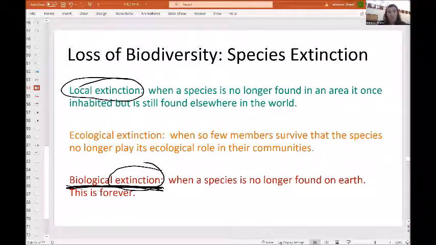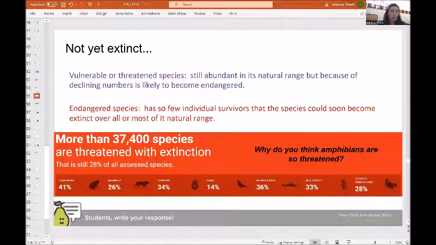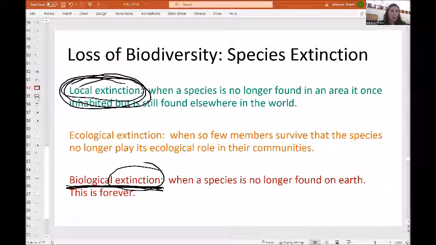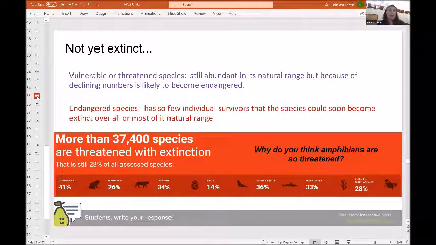So if you're going to talk about, well, the population is going to disappear, it's going to go extinct, really what you're talking about is local extinction. So just make sure you're being clear about that. Now, before extinction occurs, you can have a decline in the species in general that can either cause them to be vulnerable or threatened, meaning generally they're still abundant, but because we can see there's a rapid decline in the numbers, they're likely to become endangered.